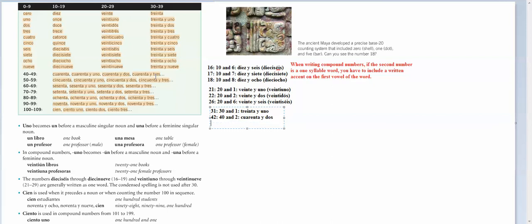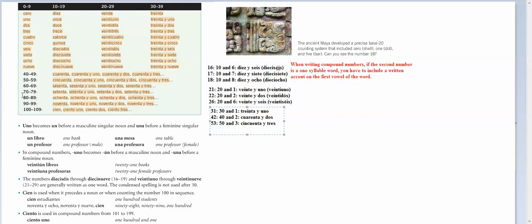The same thing happens with 50. So if I wanted to do 53, which is 50 is 50, it's going to be 50 and 3, which is going to be 53. Okay, the same thing's going to happen with your 50s: 50, 51, 52, 53.